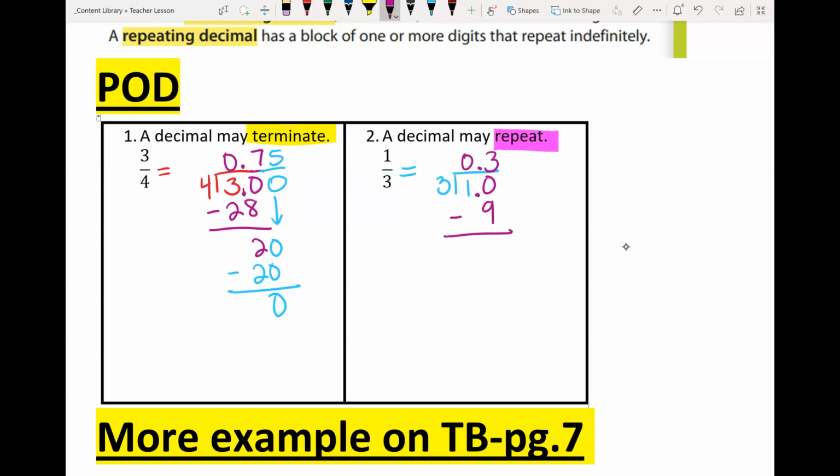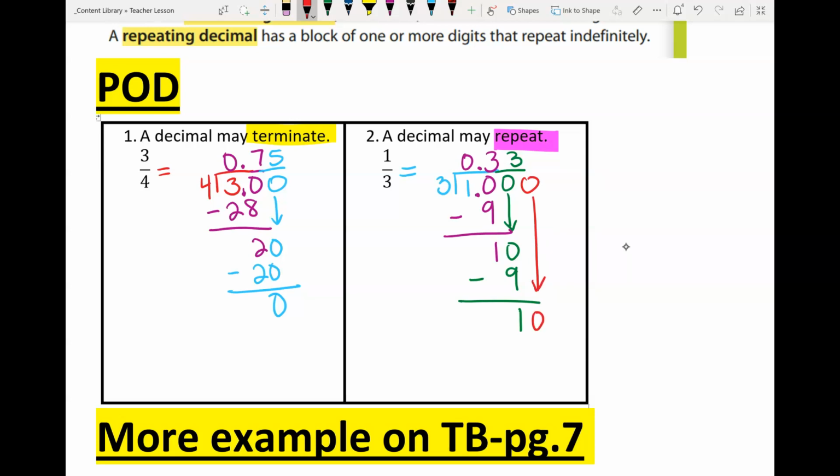Bring it down. I'm going to subtract going down. My remainder is 1. Now I'm going to try it again. I'm going to add another 0, bring it down. That will be 10. How many times does 3 go into 10? It's going to go about 3 more times. That will be 9. And then I subtract, bring it down. My remainder is 1. What happens if I do it one more time?